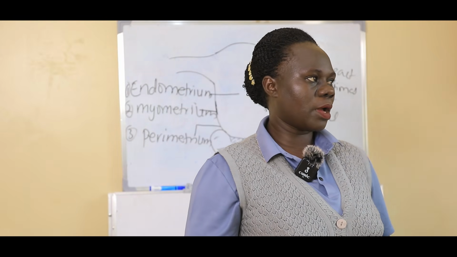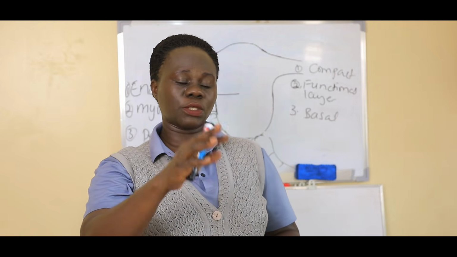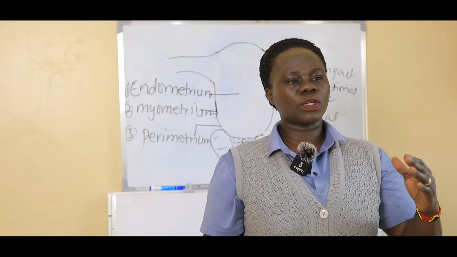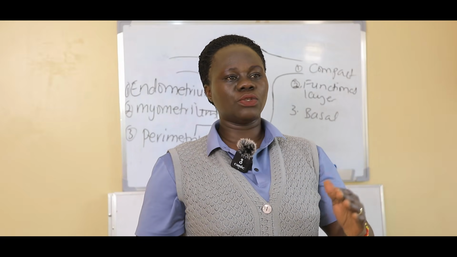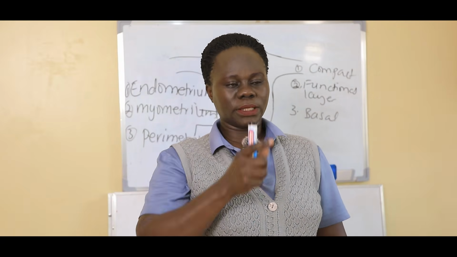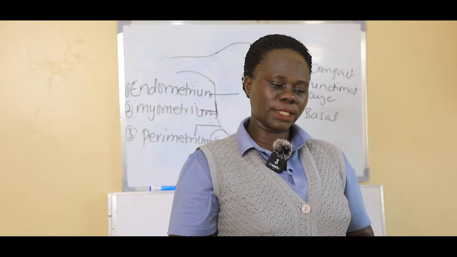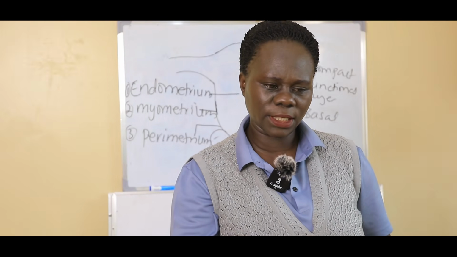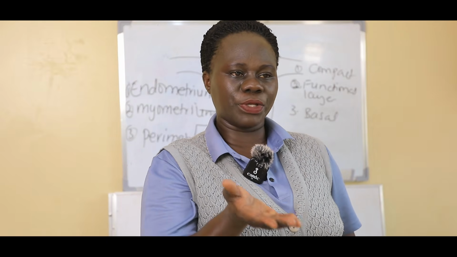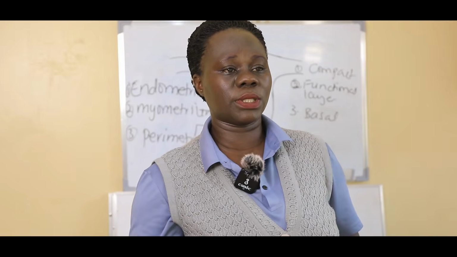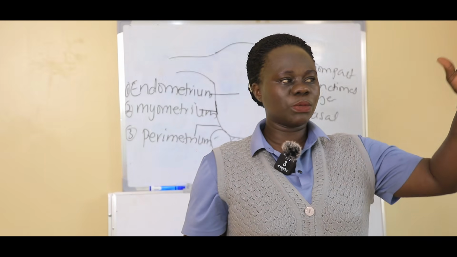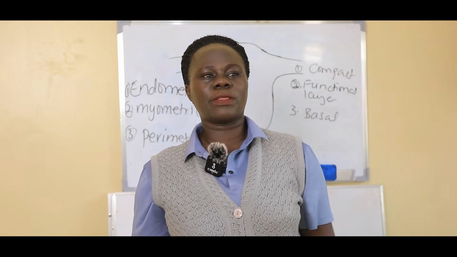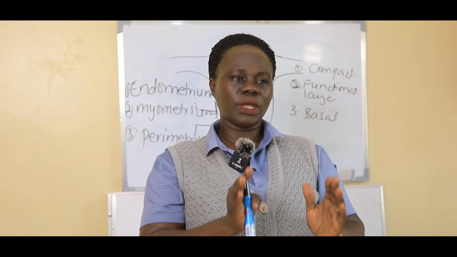The compact layer is the layer next to the uterine cavity. The functional layer is the layer that sheds during menstruation, and the basal layer is the layer that remains, such that another functional layer regenerates, repairs and grows into another layer that is going to menstruate in the next month. So these are the layers of the endometrium.